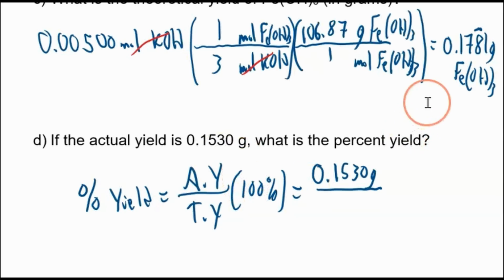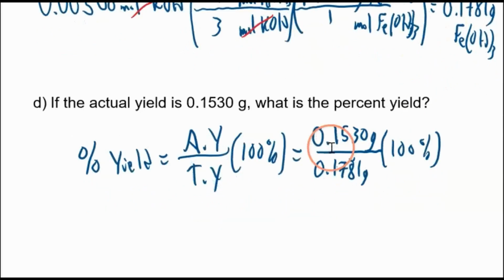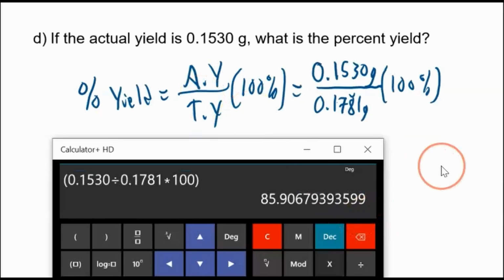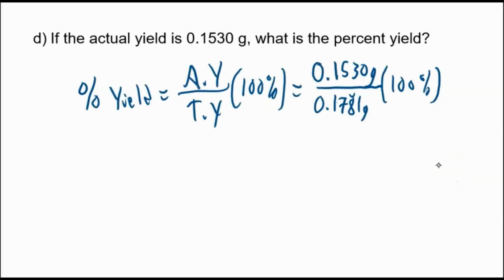Okay, what's our theoretical yield? It's 0.1781 grams, and multiply that by 100%. Now we're going to do this, and there's something very important afterwards. Some profs care, some profs don't care, but I'll mention this. So 0.1781 times 100%, so 85.9%. Now, it's good practice, even though this is 3 sig figs, this is 4, and our answer should have 3 sig figs, right?